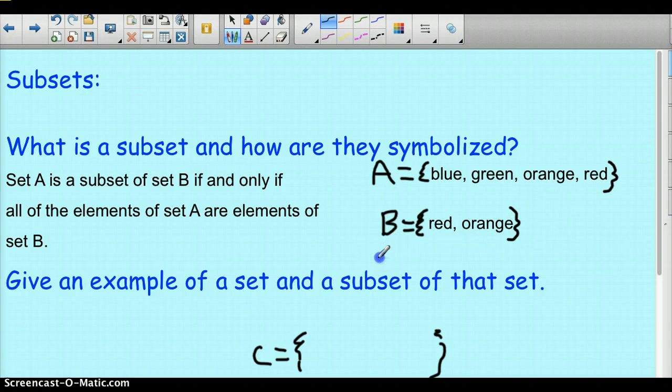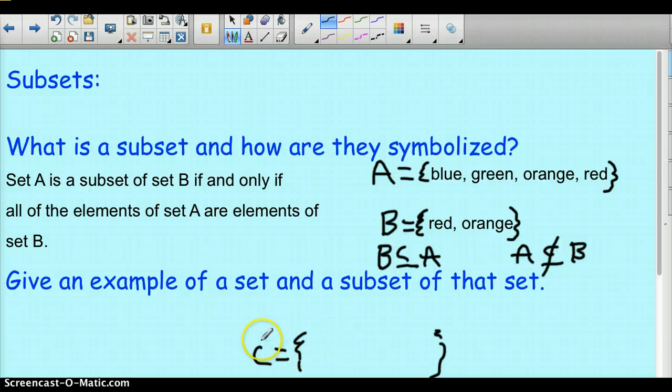Now, here's how we write that. B is a subset, here's your symbol for subset, the C with the line under it, of A. And we can also say not a subset. A is not a subset, so there's the subset symbol with a line through it, of B in this particular case. Because once again, all the elements of A aren't in B, but all the elements of B are in A.